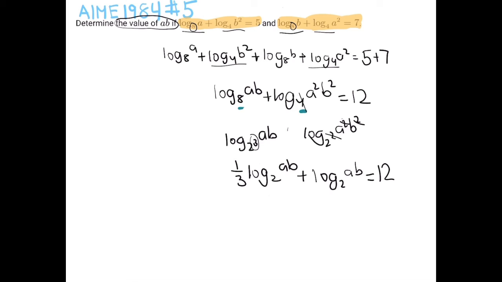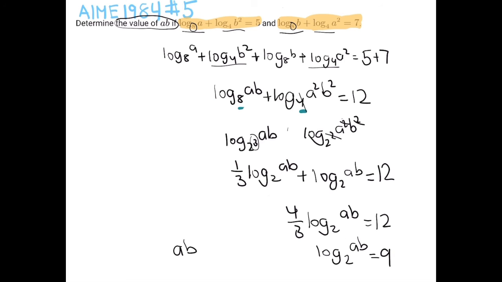that would equal 12. And so now this is just algebra. We add this up. 4 over 3 log base 2 of ab would equal 12. And so log base 2 of ab would equal 12 divided by 4 over 3, which is 9. So this is our final equation. We get that ab equals 2 to the power of 9. Therefore, we're asked to find the value of ab. ab would equal 512. Thank you.